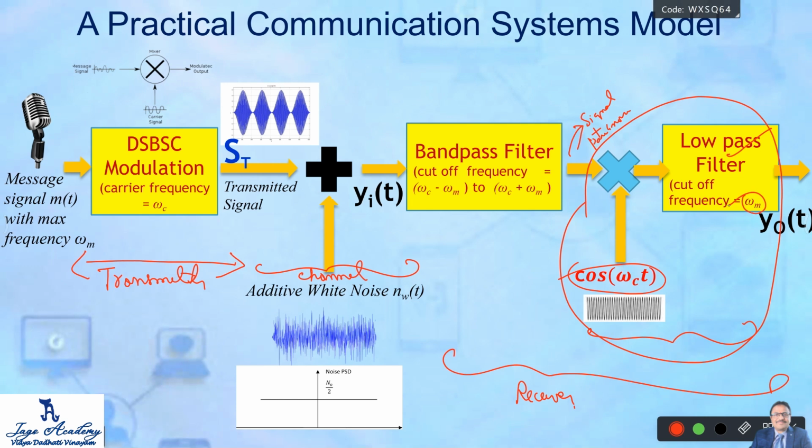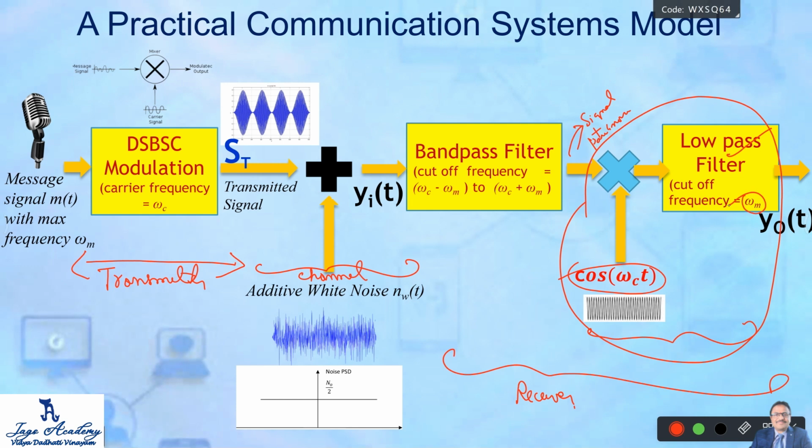Now, what next? This is explained now. We need to know once again the signal power at the input of the demodulator, noise power at the input of the demodulator, signal power at the output of the demodulator, and noise power at the output of the demodulator. All those things we need to calculate now. Then find out the signal to noise ratio at the output. That's what we're going to do now.